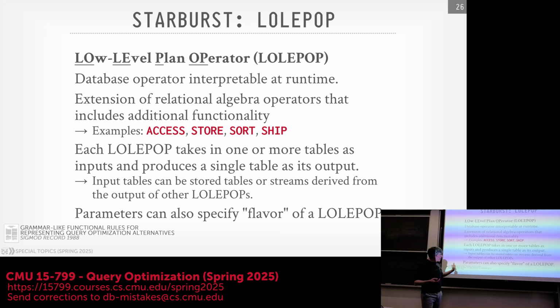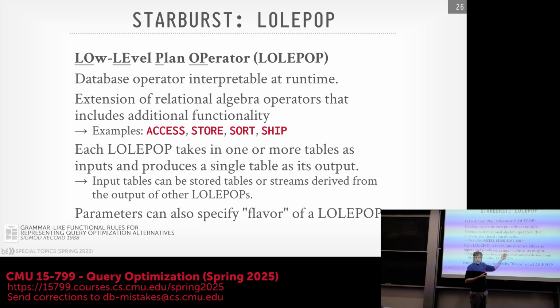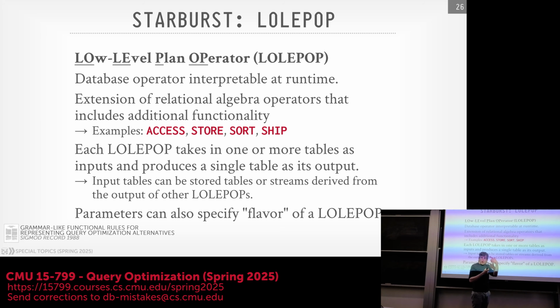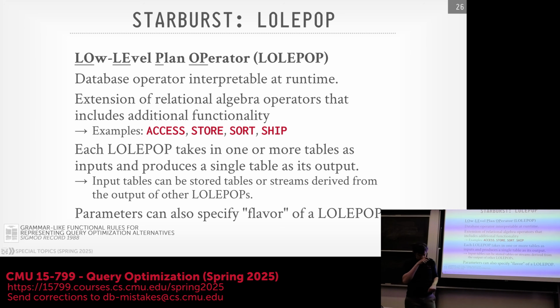So each lollipop is going to take one or more tables as inputs and always produce a single table as its output. So that is an interesting limitation, right? Because in some cases, and we won't go too much into this semester, in some systems you actually want to have one operator generate multiple outputs. Like if you know that some subquery or some portion of the query plan is going to be used by other parts of the query, you may want to have an operator produce multiple streams coming out of it. And so they can't handle that.